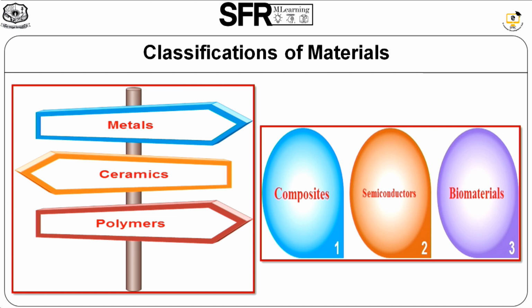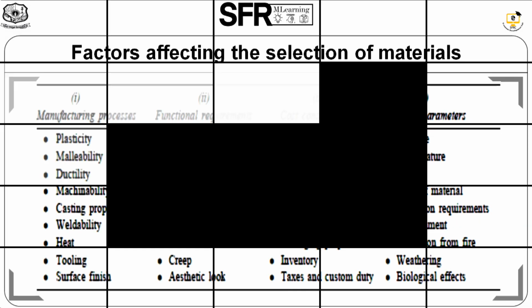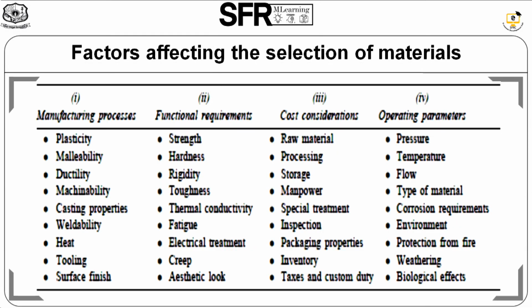And next one is the classification of materials. Materials are classified as metals, ceramics and polymers. In addition to this, they are also classified as composites, semiconductors and biomaterials. And this table shows the factors affecting the selection of materials.